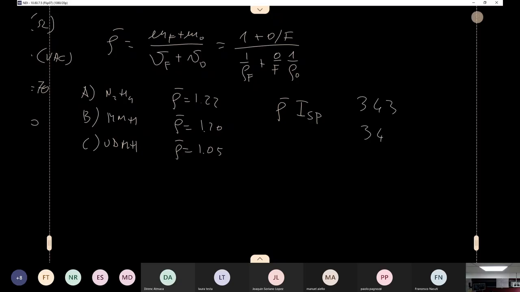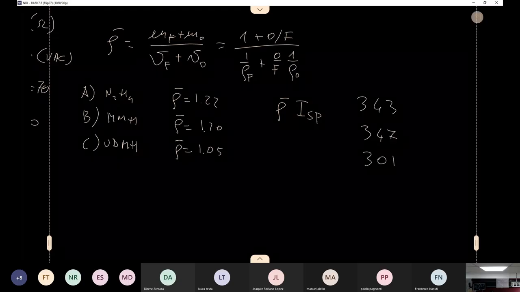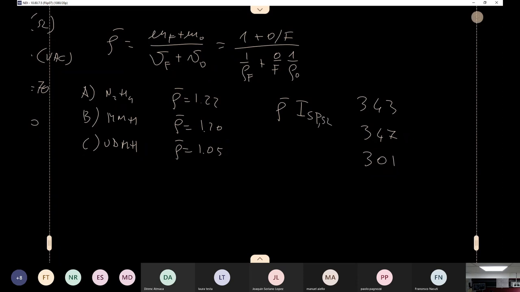3.47, and 3.01. These are the values at sea level. That shows that there is not much difference in the first two cases, whereas we have to consider this significant change of density if you're using UDMH. So you recall that you're using UDMH to extend the range of the liquid stage, make the fuel more stable, but at the cost of bigger tanks, so of an increased amount of tanks.